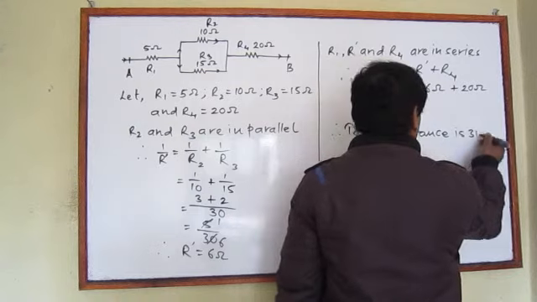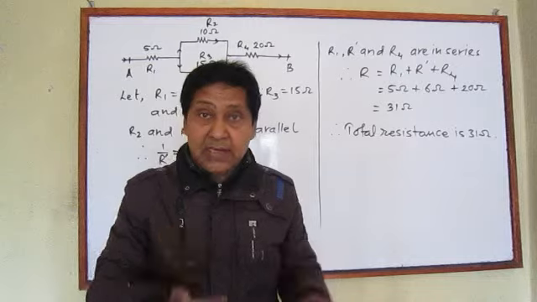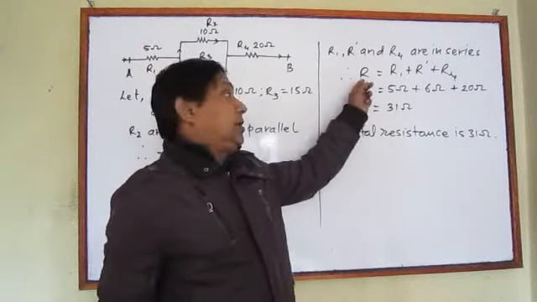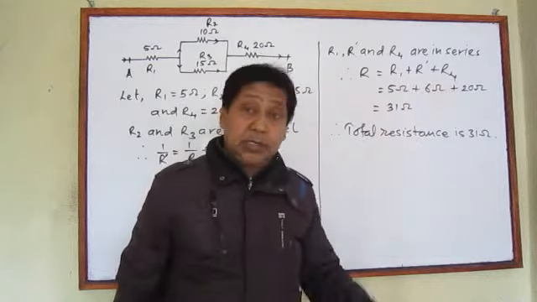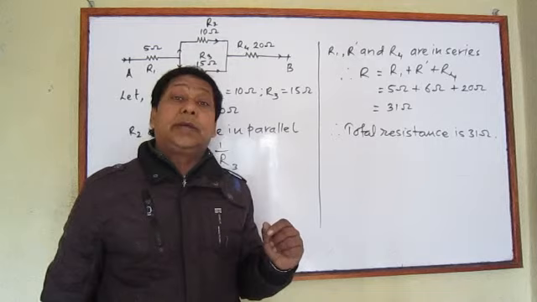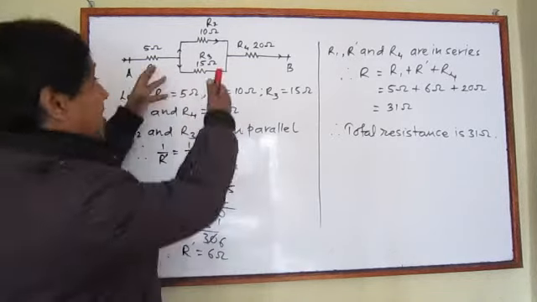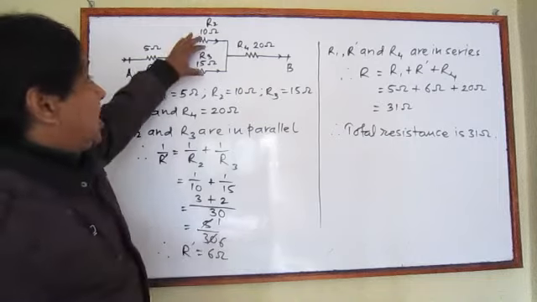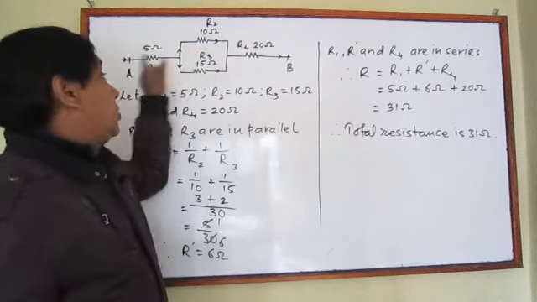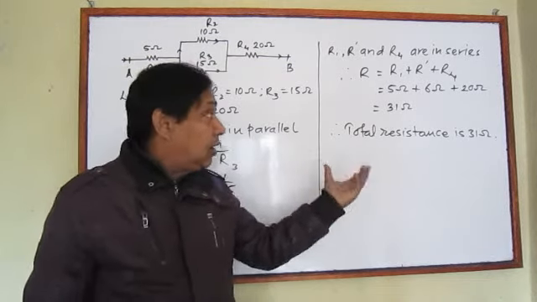Therefore total resistance is 31 ohm. This way we can solve numerical problems, but we have to keep in mind that when resistors are connected in series, the total resistance is equal to the sum of the resistances of those resistors. But if they are connected in parallel, then the reciprocal of the total resistance is equal to the sum of the reciprocals of the individual resistances. Looking at this numerical, at once we can say that these two are in parallel, but the total of these two is in series with these two. That's why we can solve this numerical problem very easily.